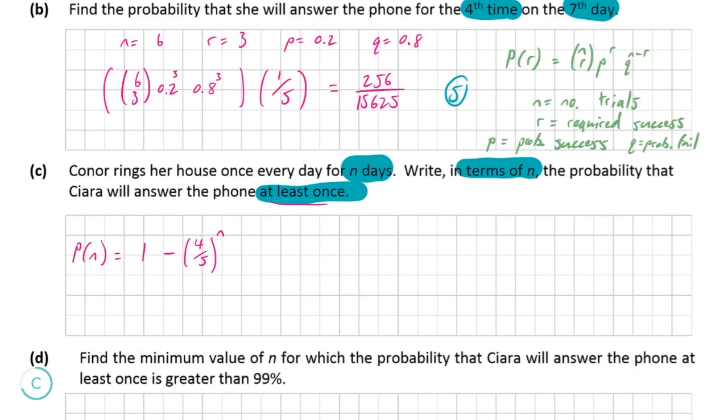And it makes sense if you think about it going on for a really long time: the probability that she would answer for the first time on the 10th day is actually really small, because it would require her to not answer at all on any of the first 9 days. So it makes sense that this probability is going to tend towards 1, because (4/5)^n will have to go down towards 0. So that's part C, and that's worth 5 marks.